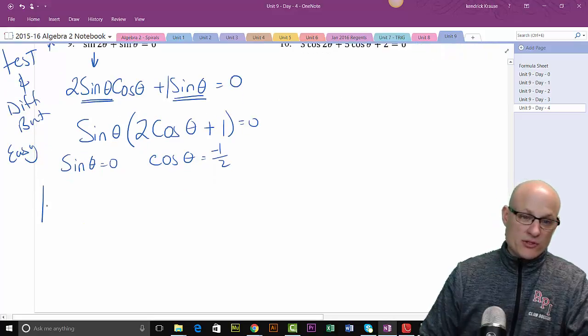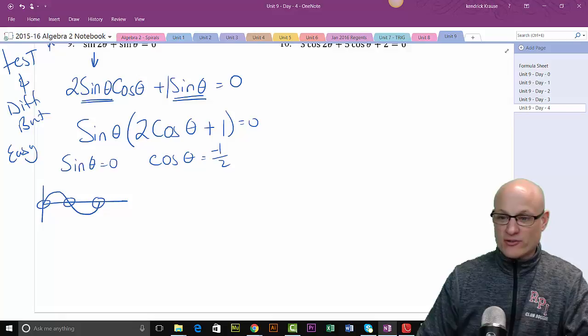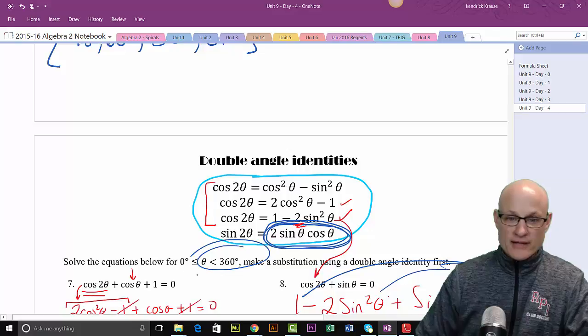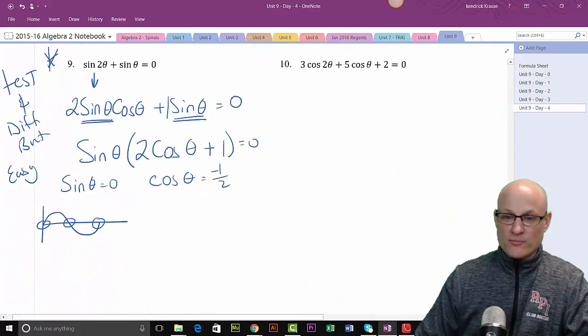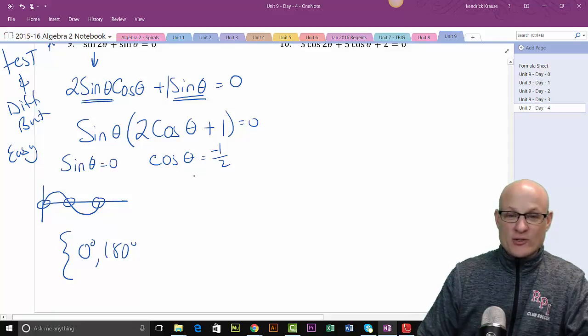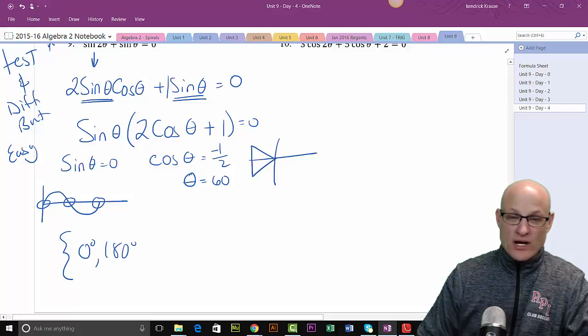When does sine equal 0? Here and here. I didn't even read the directions. Let's go up and look. Where are the directions? Do not keep it less than. So this one will give us 0 and 180. Cosine is equal to a half when theta is equal to 60, but it's negative in the 2nd and 3rd quadrants. So that gives us 120 degrees and 240 degrees.